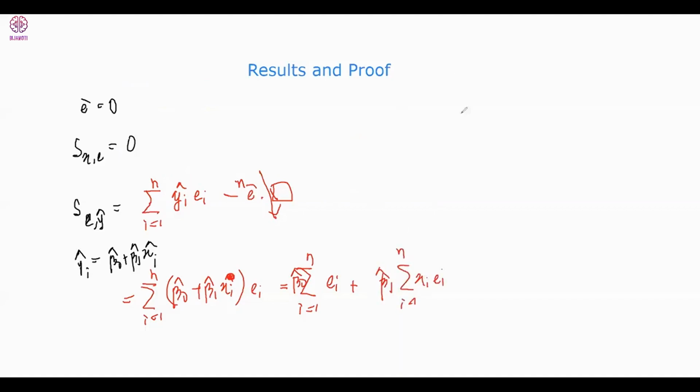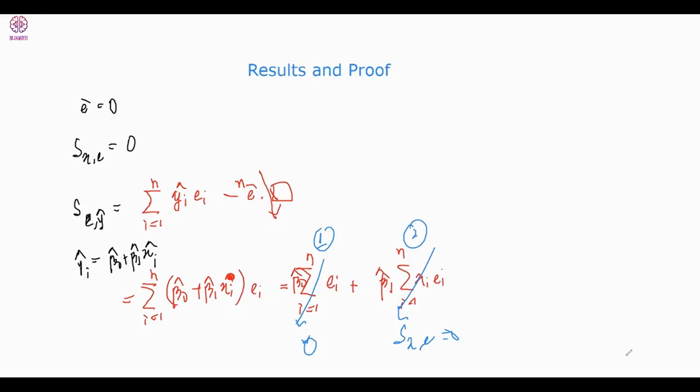Observe that from a second. This is s of x comma e, and this is 0, and this is n times e bar, so this is also 0. The summation of ei is 0. This comes from the first normal equation, and this comes from the second normal equation. It means that y hat depends only on x, and e has covariance 0 with it. So y hat and e have covariance 0. It's very natural. Very good.